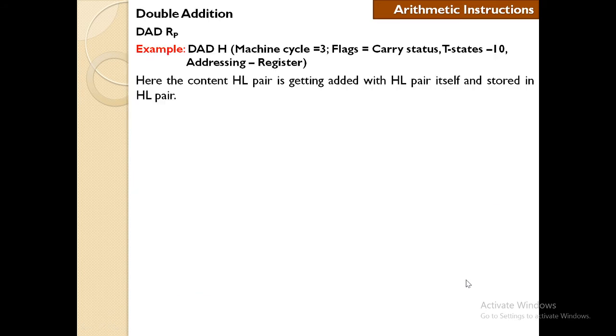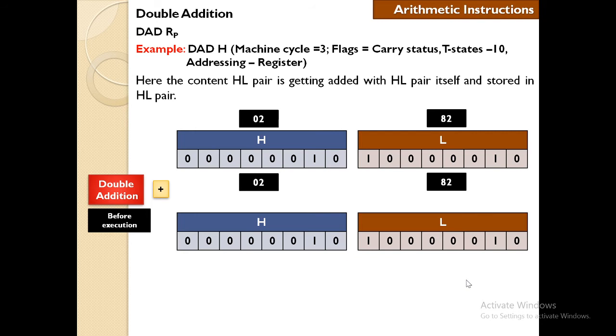Now let's have a look at double addition. When we talk about double addition, the usual mnemonic is DAD RP. DAD RP means we are considering the register pair, and you have to remember one thing: whenever we are considering DAD, the default register here is HL. Now let's take an example, DAD H. DAD H means the content of HL gets added with the content of HL itself, and it is saved in HL.